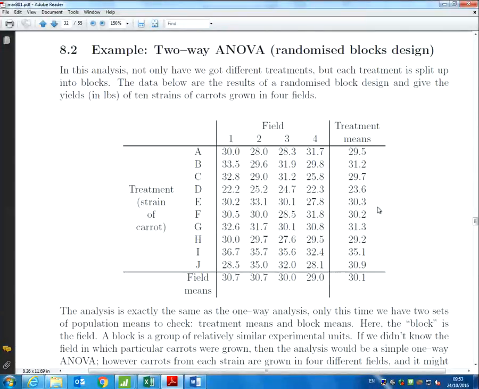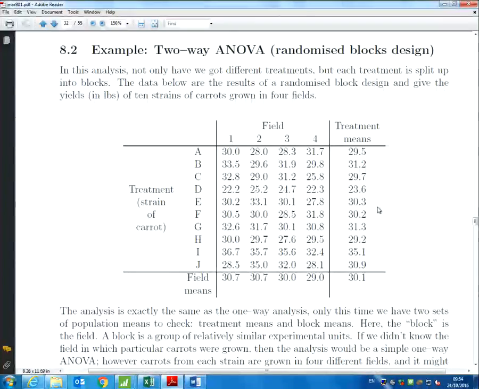Right everyone, so we're looking at yields of carrots, and I want you to imagine that we've only got these 10 different treatments, A through to J. What would you do if we didn't have the fields? If you only had the 10 treatments, A through to J, can you all see that you would just do a one-way ANOVA? Because that would be one factor at 10 levels.